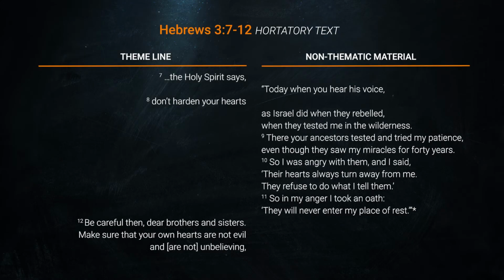So the first point that we're calling non-thematic, "today when you hear his voice," establishes the context, the setting. Then secondly, it says, "as Israel did when they tested me in the wilderness." This is an explanatory comment that's qualifying the first exhortation. Then after that, he went on to say, "there your ancestors tested and tried my patience, even though they saw my miracles for 40 years, so I was angry with them," and so forth. In this case, the author actually quotes a narrative that was given by the Lord in Psalm 95. The rest of the chapter is made up of more exhortations interspersed with supportive, explanatory, and narrative non-thematic material.